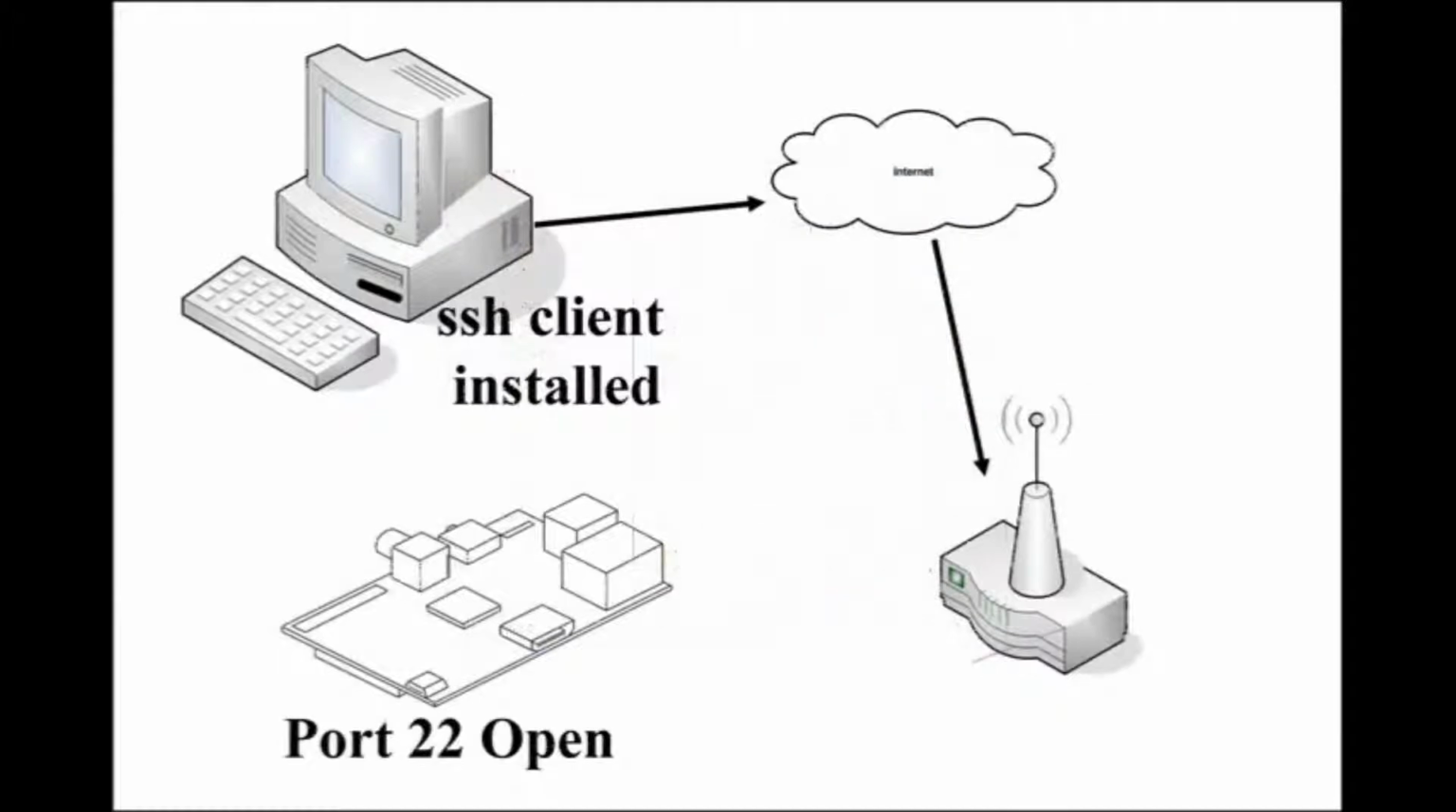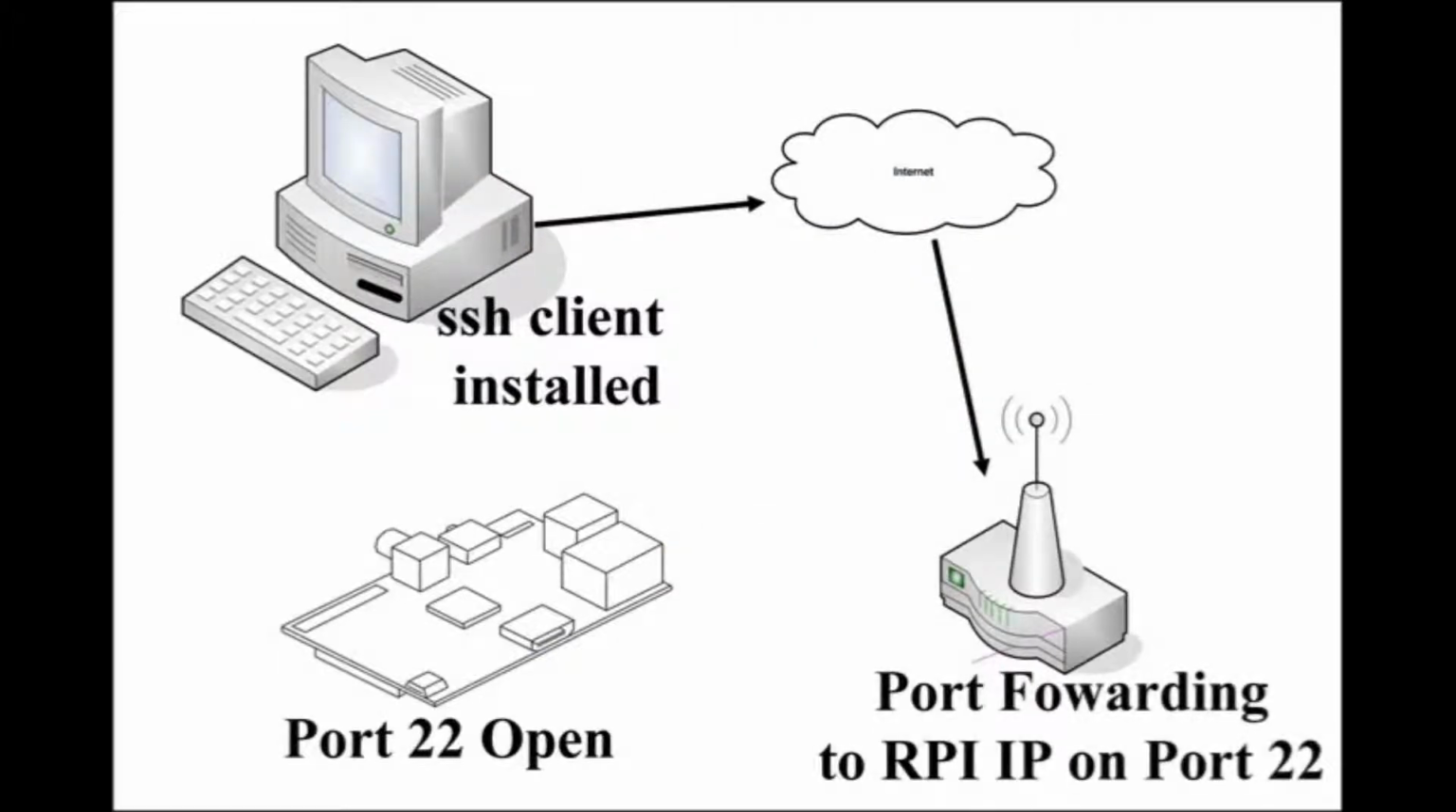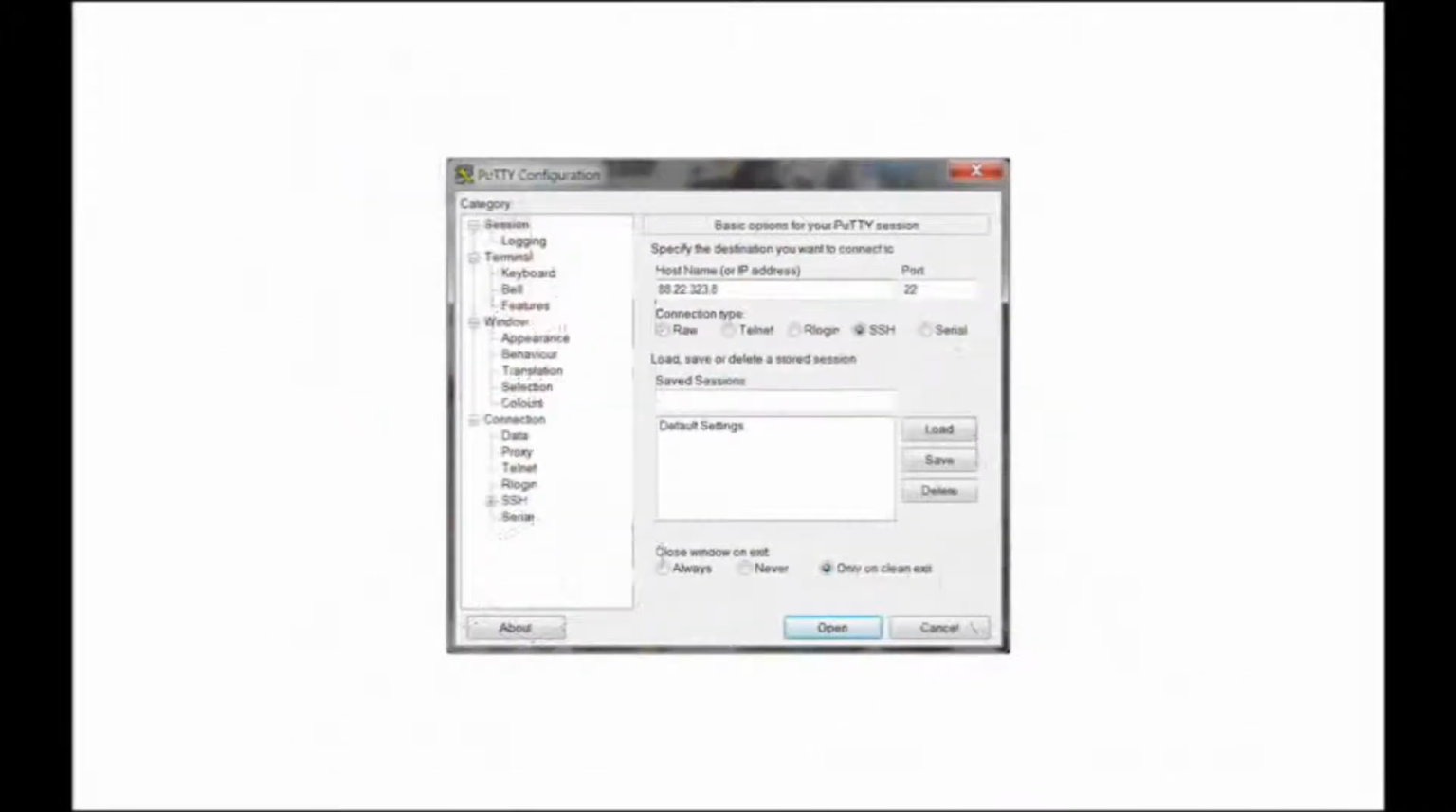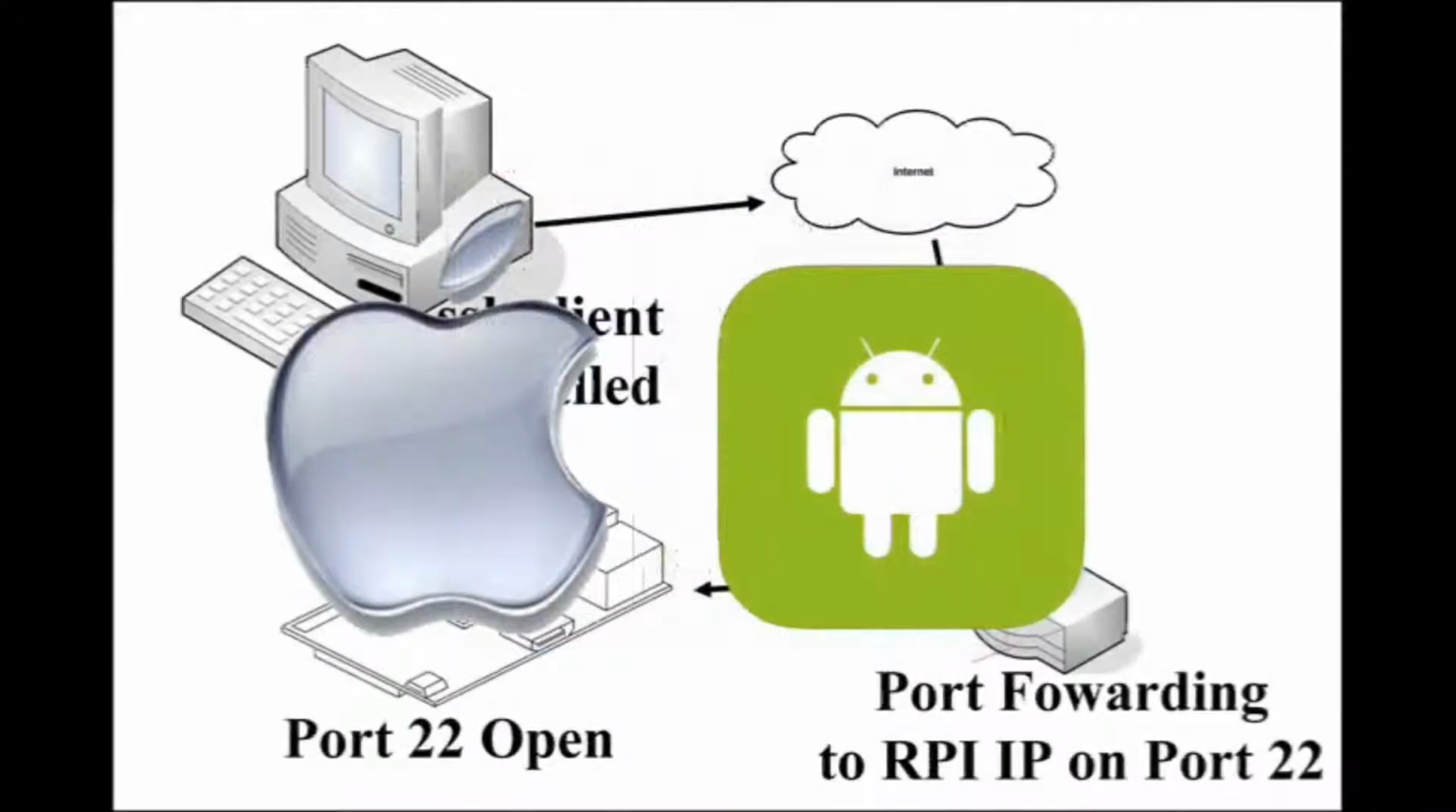To connect to the Raspberry Pi from any device on the Internet we need to firstly find the router's external IP address and enable port forwarding to the Raspberry Pi's internal IP address using the SSH service. Connection can be established again using the SSH client and entering the external IP and port 22. SSH clients are available on many platforms so this connection can be made through Android and Apple mobile devices.